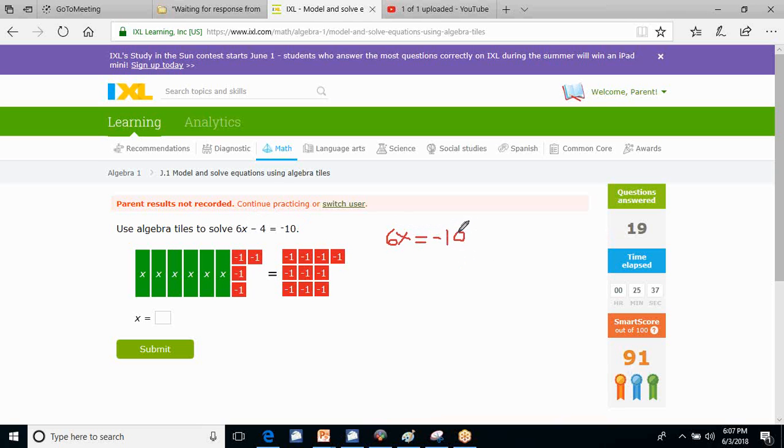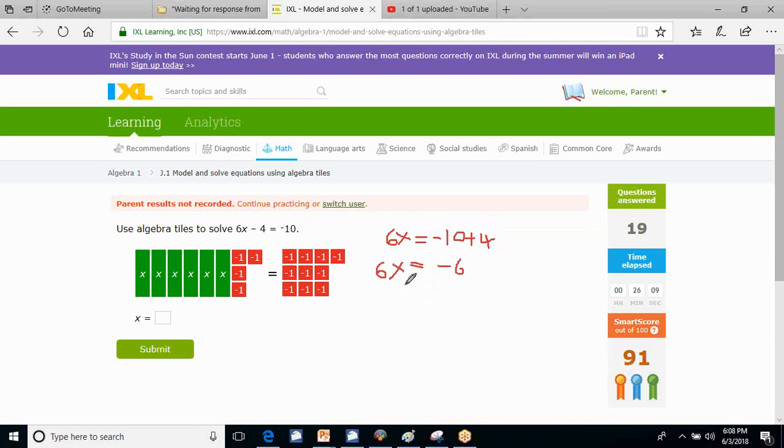because you take the minus 4 to the other side, it becomes plus 4, right? So minus 10 plus 4 is minus 6, right? You follow so far? So this is 6x.